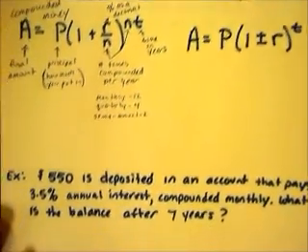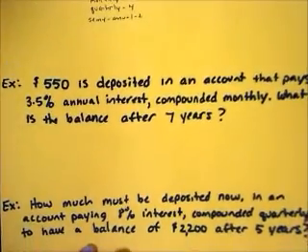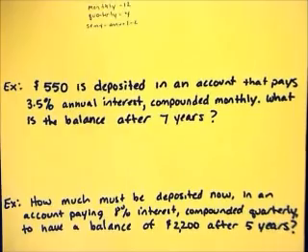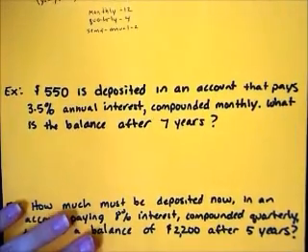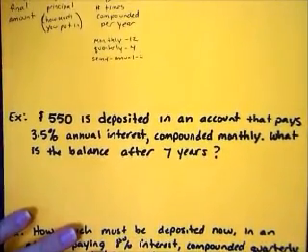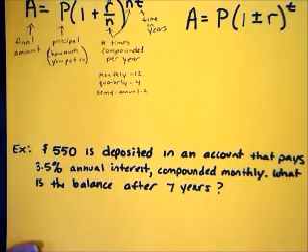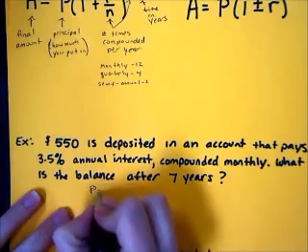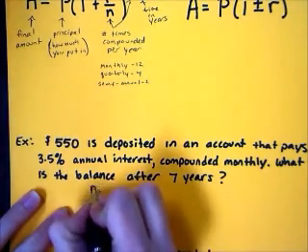Okay, so anytime you have a money equation that's talking about money being compounded, then you're going to use that equation, and that's what those variables stand for. So let's actually do a problem based off of that. We've got $550 is deposited in an account that pays 3.5% annual interest compounded monthly. What is the balance after 7 years?